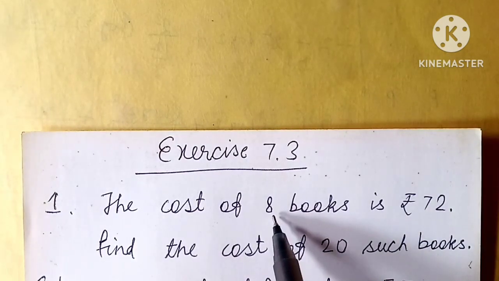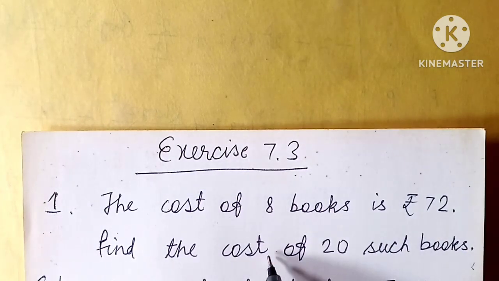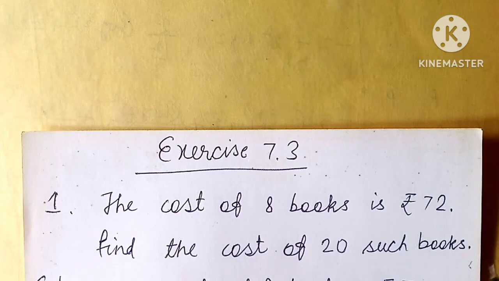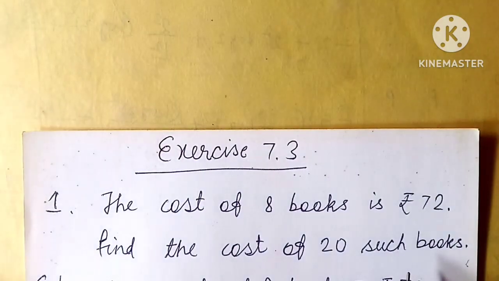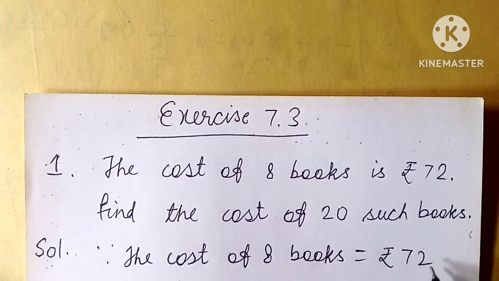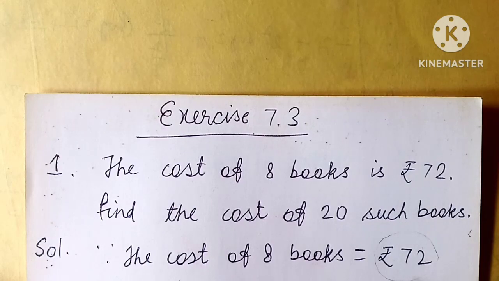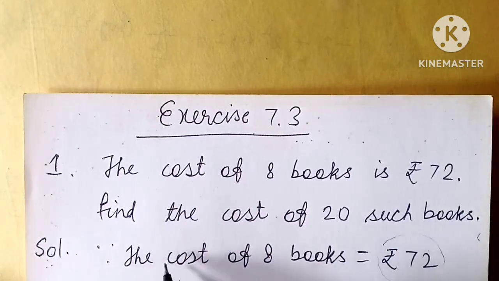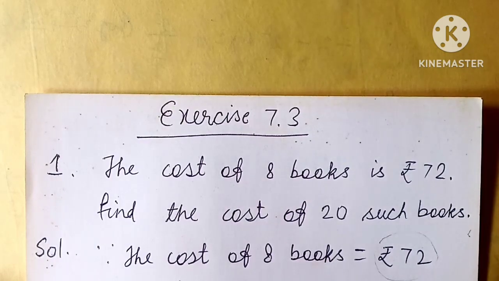Here you are given the cost of 8 books, that is 72. You are required to find the cost of 20 such books. So you have to find the cost, so the cost must be written on the RHS. So we can write, since the cost of 8 books is rupees 72.